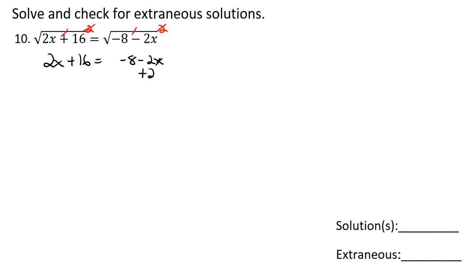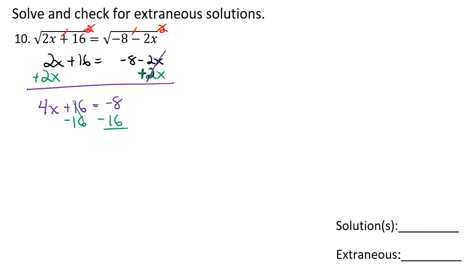I'm going to get x to one side by adding it over to the other x. And I'm going to get 4x plus 16 equals -8. Those are going to cancel. Then I'm going to go ahead and minus the 16 over and get 24. So I have 4x equals -24. I'm going to divide both sides by 4. So x is -6.